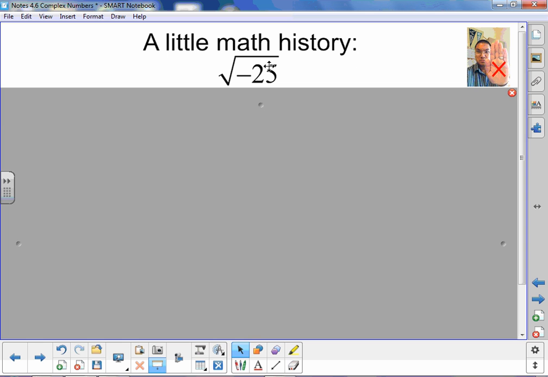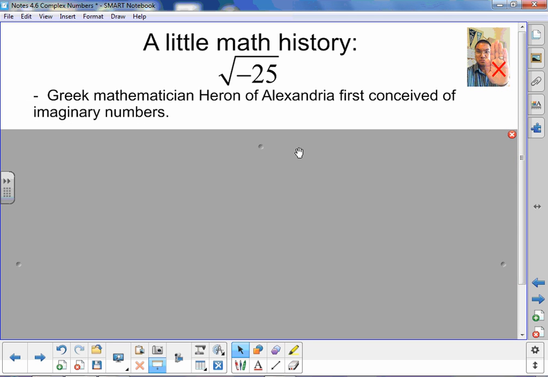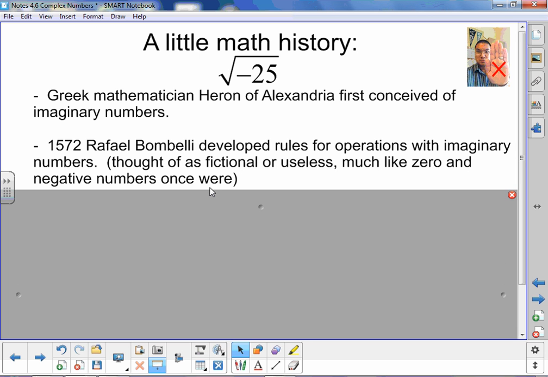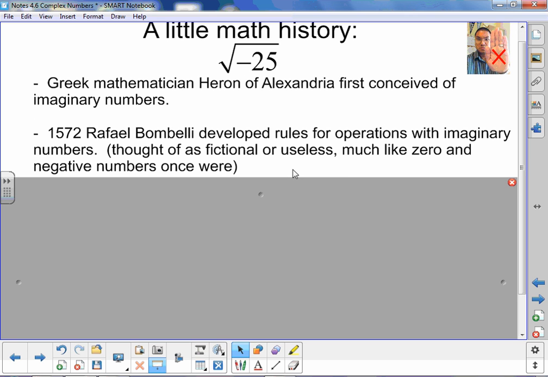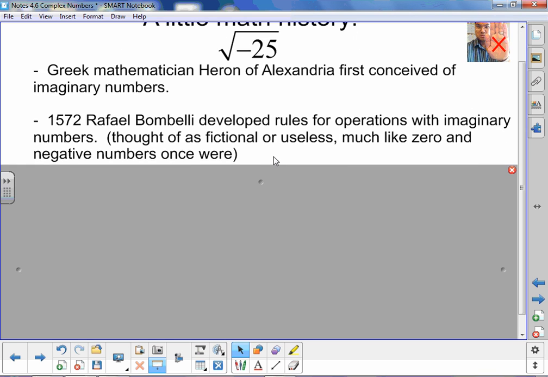A little bit of history here. Square root of 25. So I'm going to go fast over this. We went into a lot more detail in class. But basically, this guy came up with the idea that you could actually take a square root of a negative. This guy made up the rules of how you do that, how you would take square roots of negatives and do operations with them. So this guy had the idea, and this guy made up a bunch of rules on how to work with them.